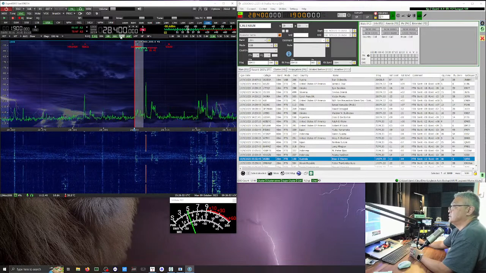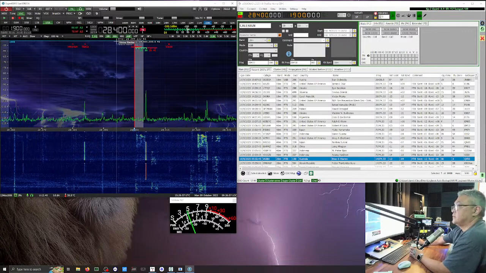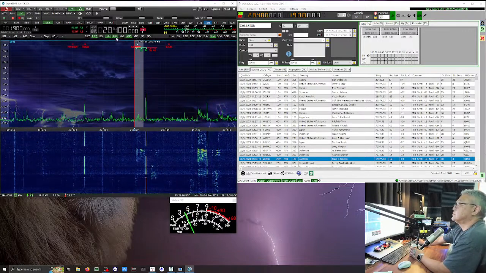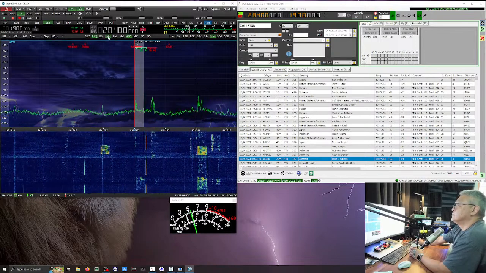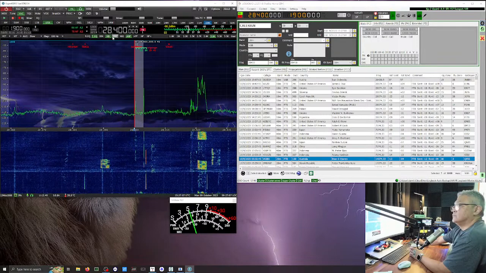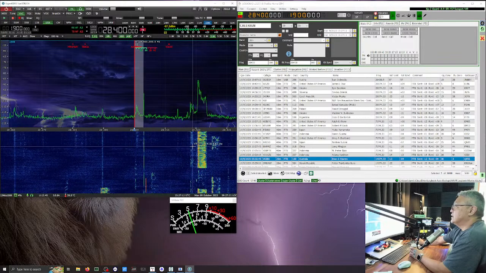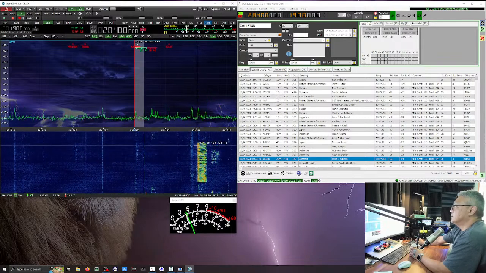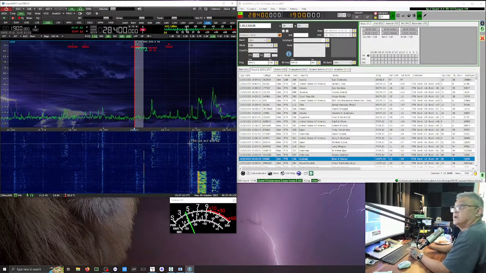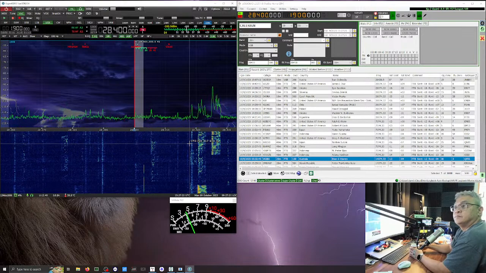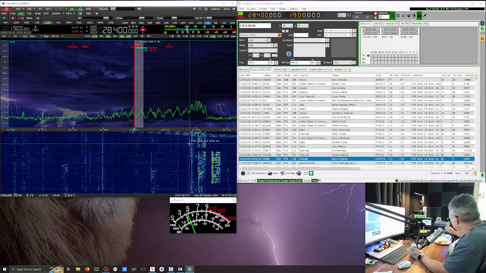Noise blanker 2. Noise blanker 1. Look at that station. Goodness. Amplifier's off. I think they're done.